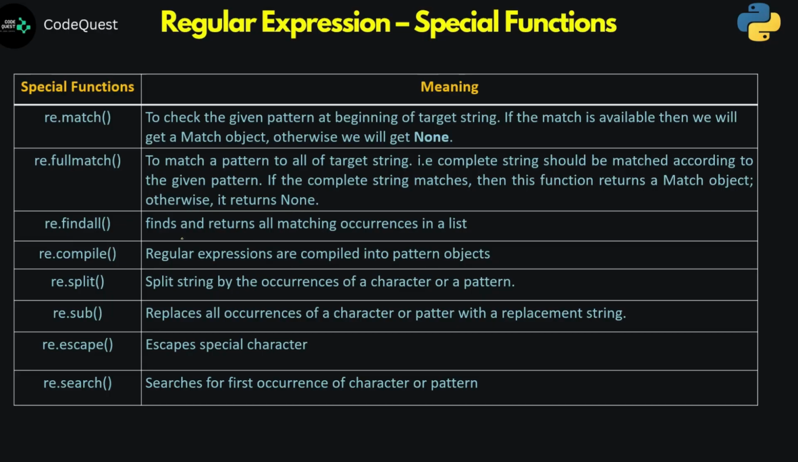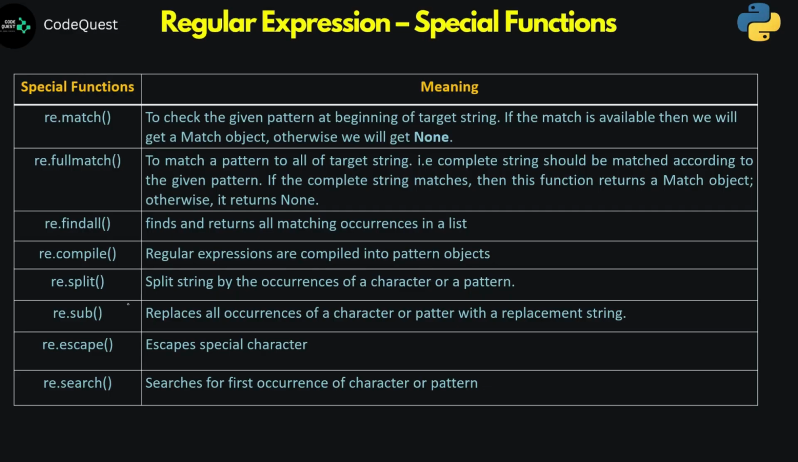Now, findall is the one which is going to find and return all matching occurrences in a given list. The compile function in the RE module is used to compile a regular expression pattern into an expression object. And the split function is basically used to split a string into substrings based on a regular expression pattern.